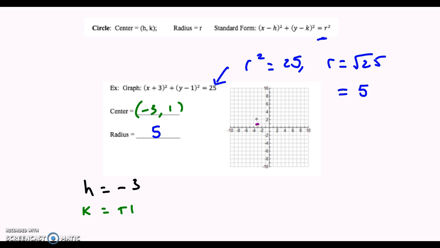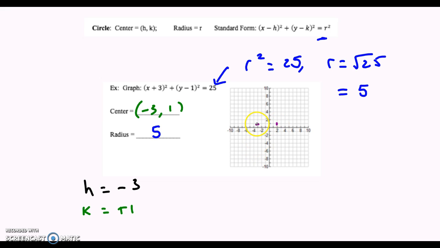And I have a radius of 5. And what that means is I'll be able to go from the center to the right 5, to the left 5, up 5, and down 5. So if I go to the right 5, I'm going to end up at 2, 1.